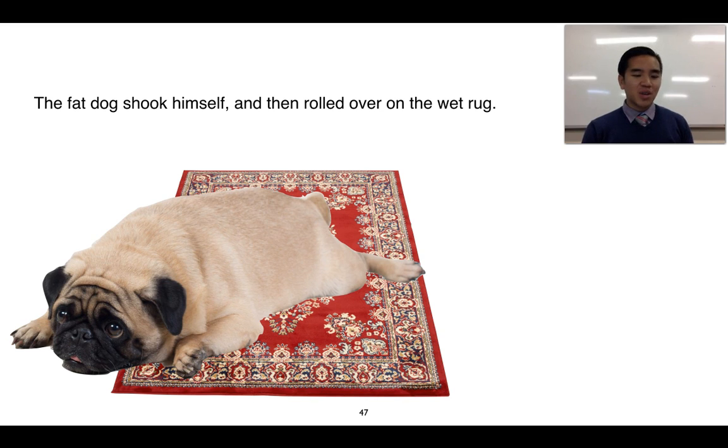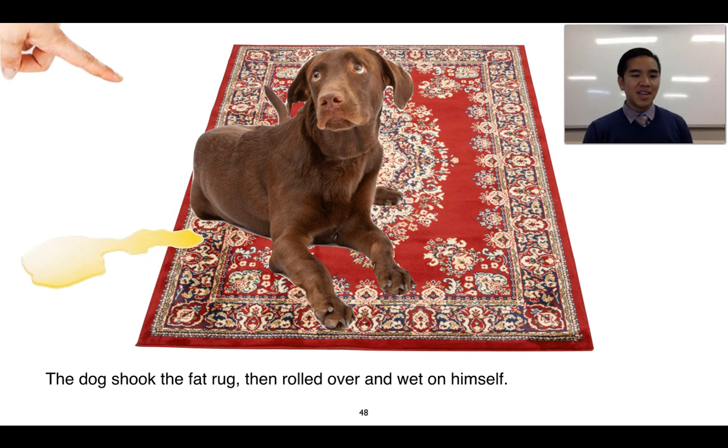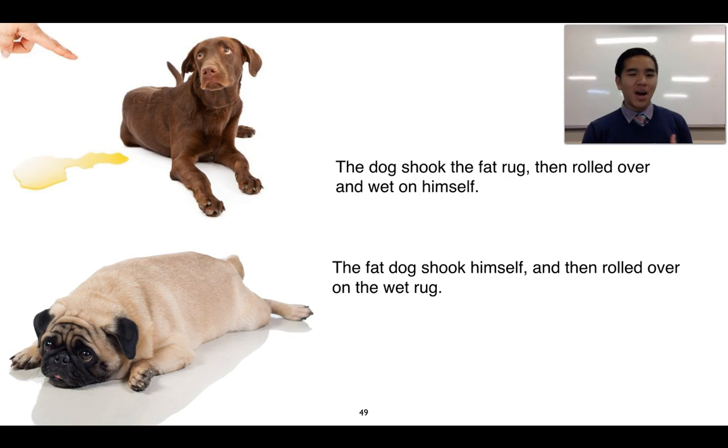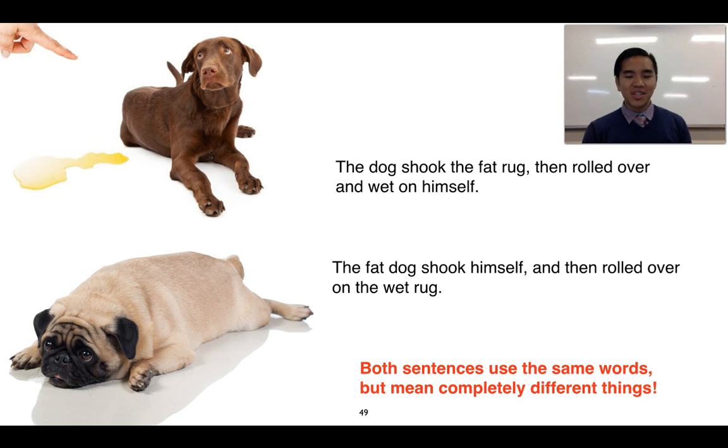To get you thinking about structural isomers, I've got two sentences for you to read. The first one says here, the fat dog shook himself and then rolled over on the wet rug. The second one says the dog shook the fat rug, then rolled over and wet on himself. You might be wondering why I'm referring to these two sentences. Well, what we can see is that both sentences essentially use the same combination of words, but it's just the organization of them that can make each sentence mean something completely different. So we say that both sentences use the same words but have completely different meanings.